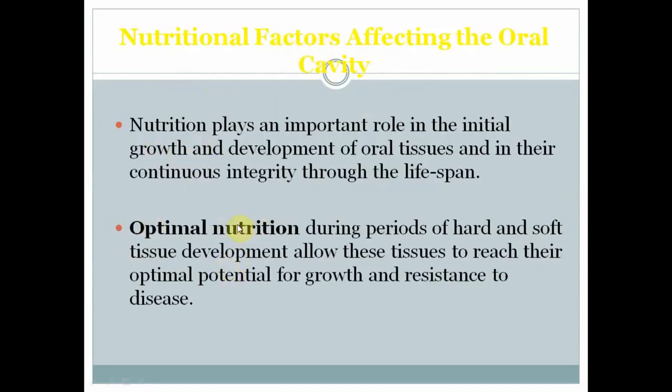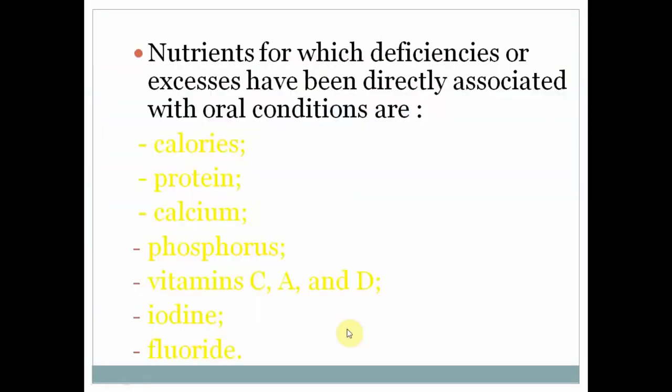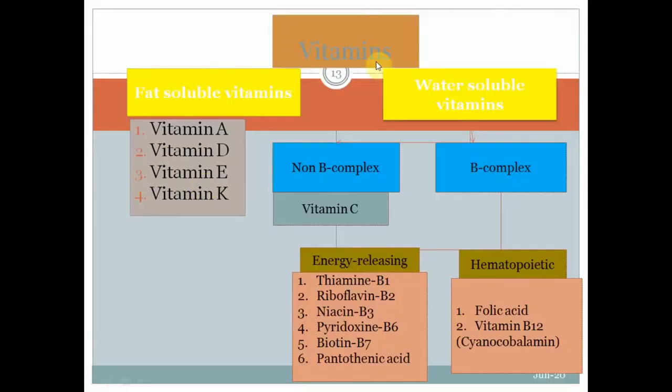So nutritional factors affect the oral cavity. There should be an optimal nutrition period for hard and soft tissue development. Malnutrition and overnutrition will create problems such as tetracycline staining of teeth, dental fluorosis, enamel defects in prematurely born children, and fever-induced enamel hypoplasia. Nutrient deficiencies or excess have been directly associated with conditions involving protein, calcium, phosphorus, vitamins C, A, D, iodine and fluorine.